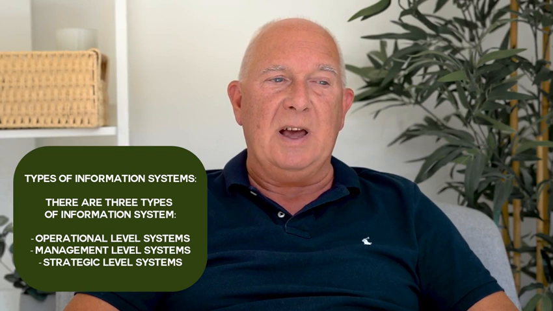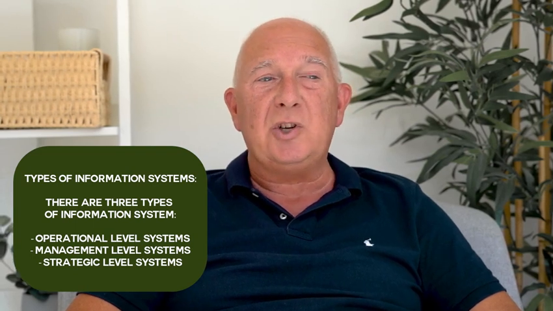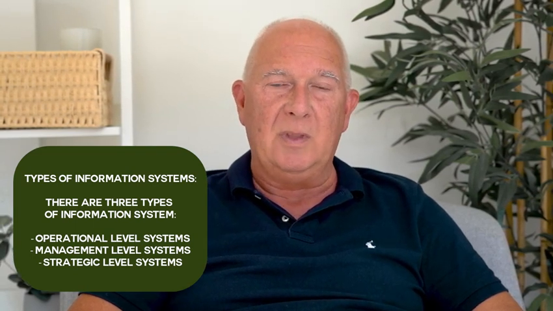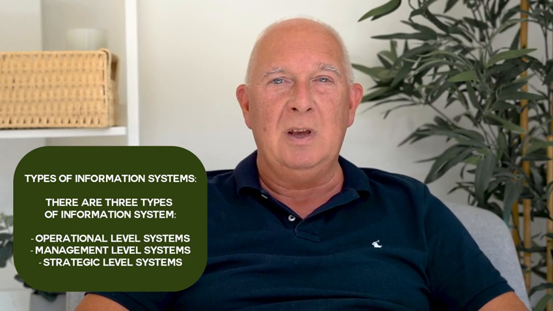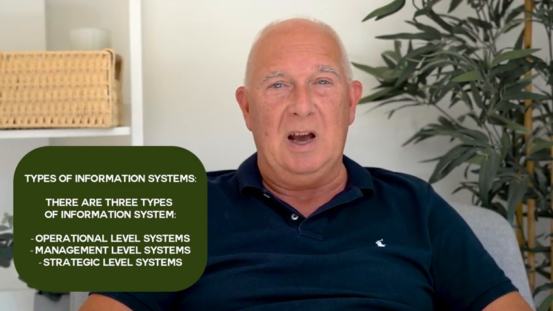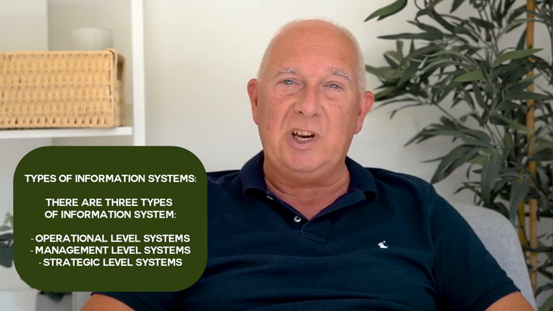So from your reading, you should be familiar with the idea that there are three different types of information system. There's a first level information system, which is called operational level systems. The second level systems are known as management level systems, and the third level are called strategic level systems. And in today's session, we're focusing on operational systems, which process the ongoing daily operations of a business.